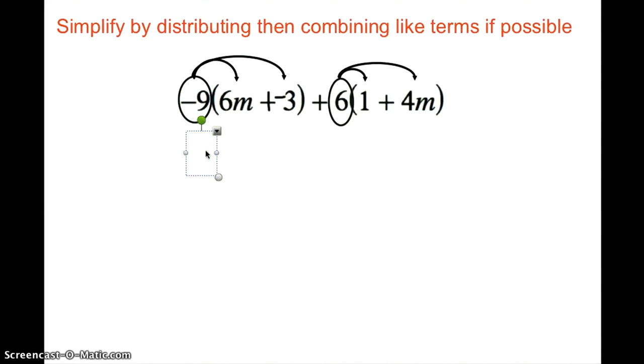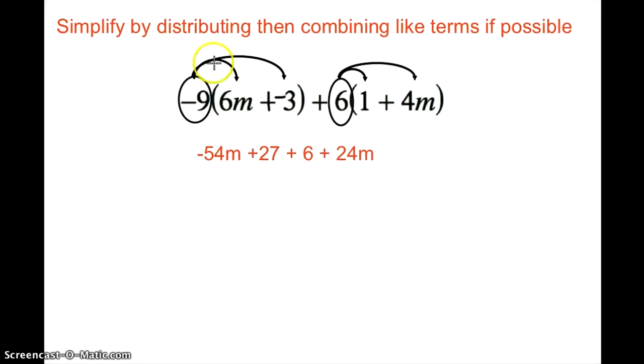So I have -9 times 6m, which is going to give me a -54m. I have a -9 multiplying by a -3, which is going to give me a positive 27. Then I'm going to distribute my 6. So 6 times 1 is going to give me a positive 6. And 6 times a positive 4m is going to give me a positive 24m.